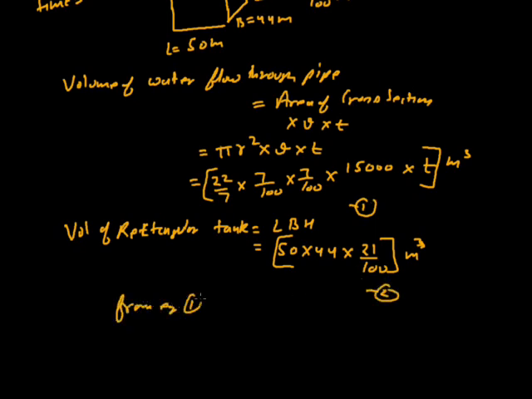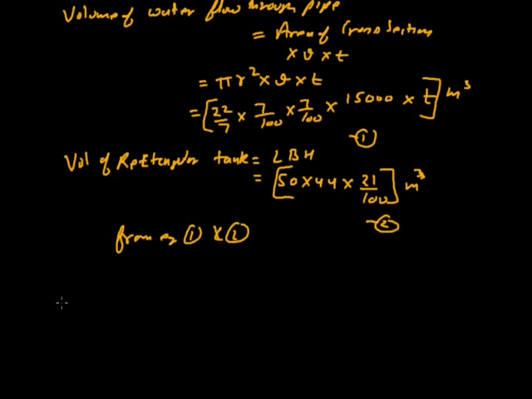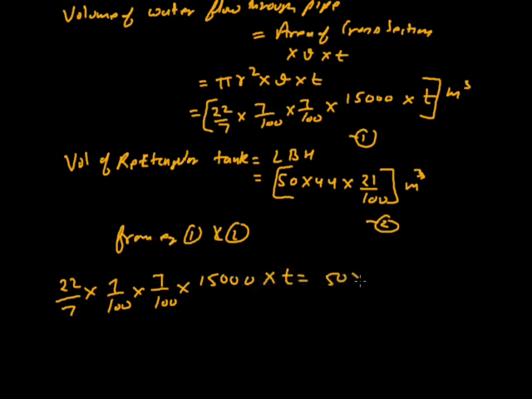From equation 1 and 2, we can say that 22 by 7 into 7 by 100 into 7 by 100 into 15,000, sorry, 15,000, into t is equal to 50 into 44 into 21 by 100. Now we are cancelling all the common terms. First of all, 100 and 100 get cancelled. Now this 7 is cancelled with this 7. Now 22 is cancelled with 44 two times. Now 50 into 2, that is 100, is cancelled with these two zeros. Now 7 and 21 get cancelled three times.